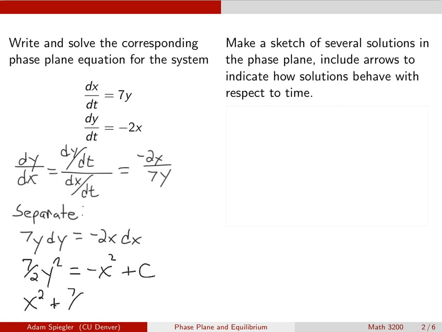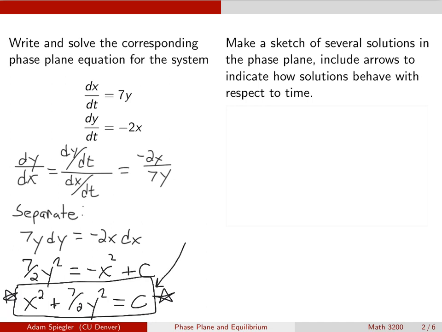If I bring the x squared to the other side, that gives me x squared plus 7/2 y squared is equal to c. That would be our phase plane solution. If we want to graph this, which is the next part, this almost looks like a circle, except we have that 7/2 in front of the y squared, and that's going to make this an ellipse. Each of these graphs in the phase plane should be an ellipse, and for each value of c, we're going to get a different ellipse.